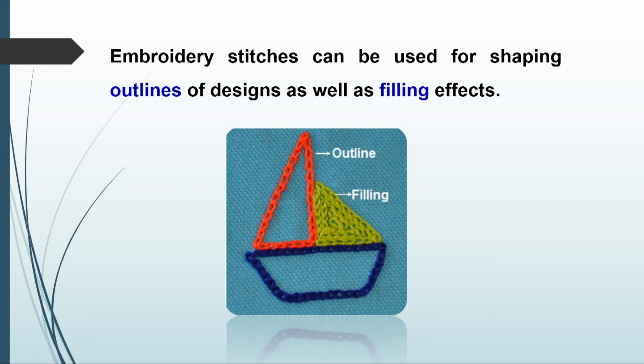Embroidery stitches can be used to shape outlines of design as well as filling effects as shown in the picture below, where chain stitches have been used for the design. Hence, embroidery stitches are used to add color and texture to surface of fabrics and textile items.